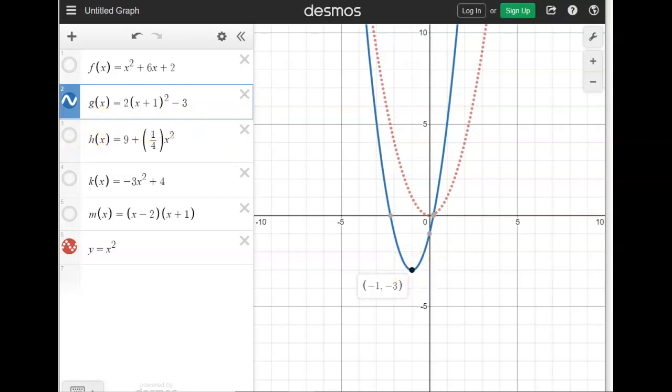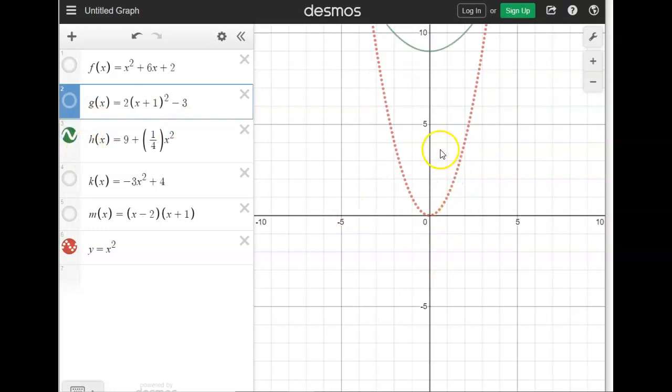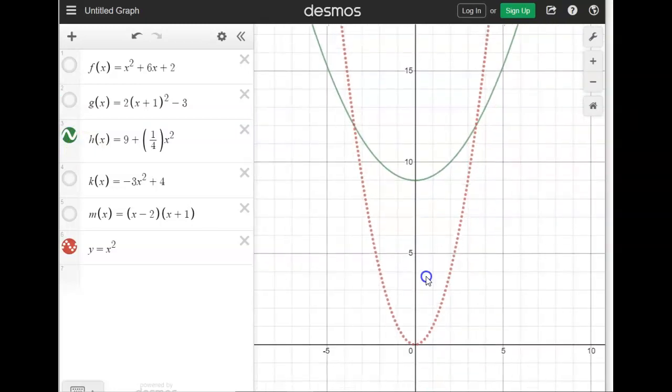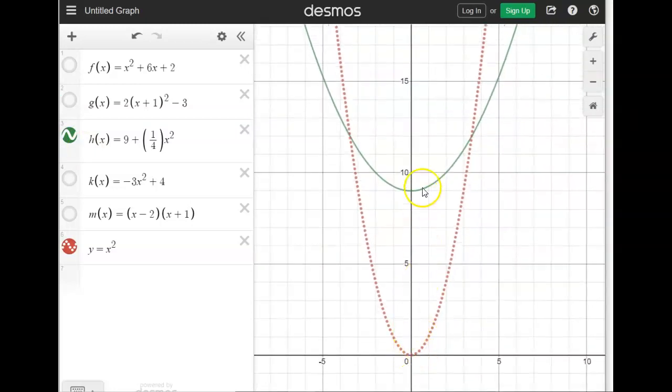Okay, now let's look at the next one, h of x. And you could see that one, I'm going to just adjust this. It was shifted so many units up, I believe 9 units up. You could see that right here with a 9. And then the 1/4 is a vertical shrink, because we're multiplying by 1/4.